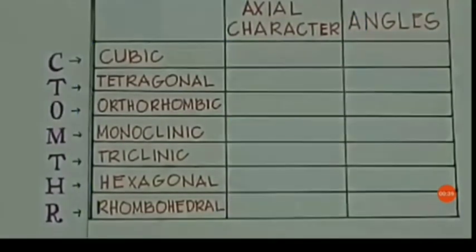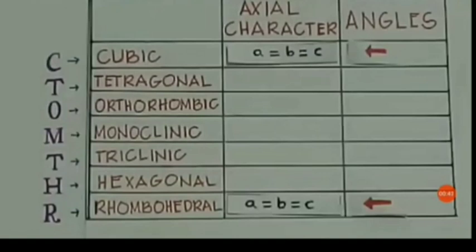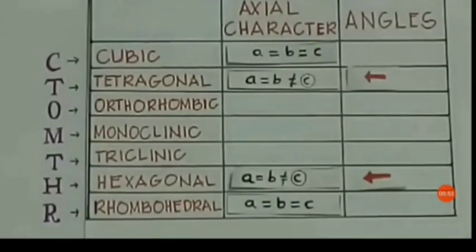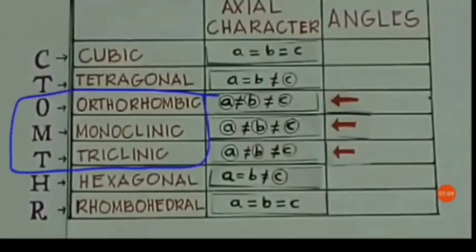The first and last box have same edge lengths. A is equal to B, which is equal to C. Then the second and second last column have the same edge lengths. A is equal to B, which is not equal to C. Then the middle boxes, third, fourth and fifth have same edge lengths. A is not equal to B, which is not equal to C.